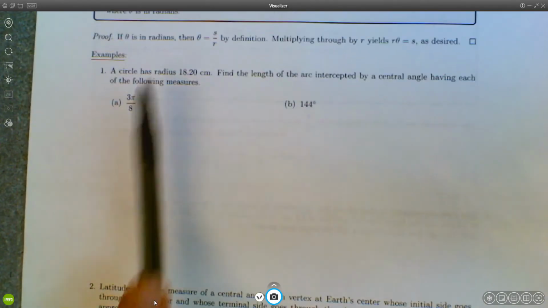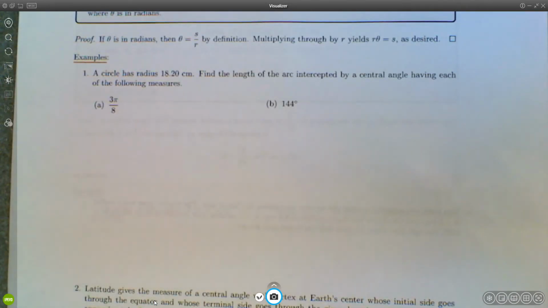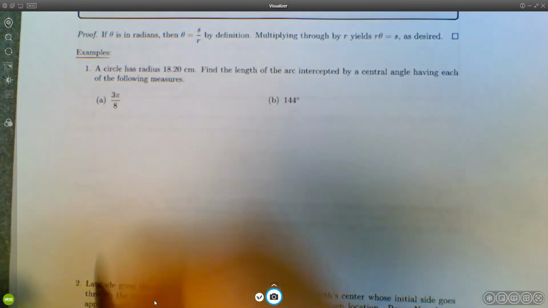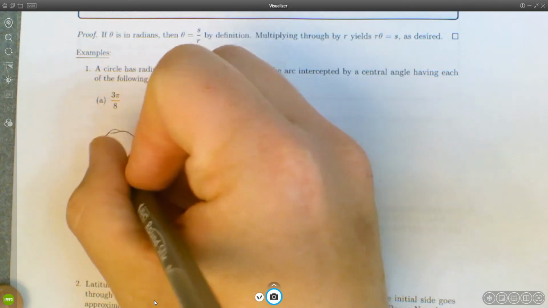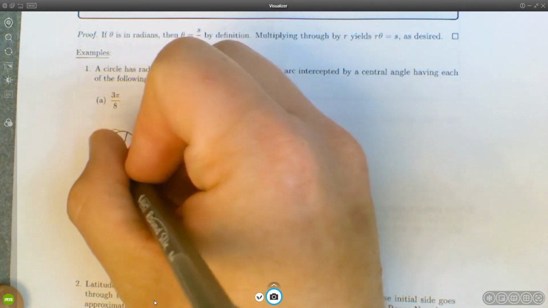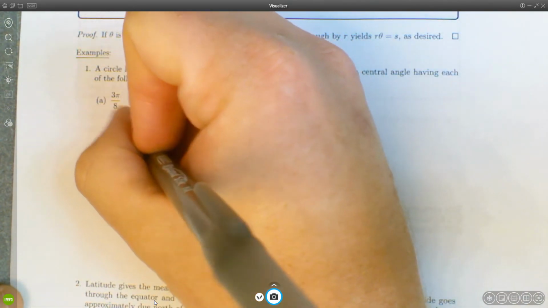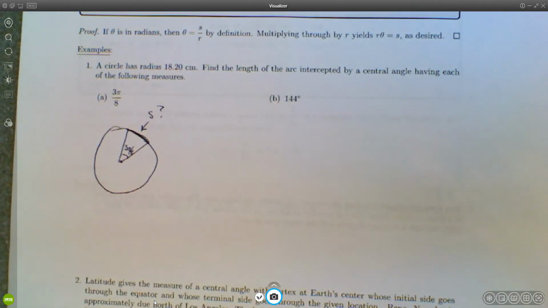So for example, a circle has radius 18.20 centimeters. Find the length of the arc intercepted by a central angle having each of the following measures. So we'll do 3 pi over 8. So we have an angle of 3 pi over 8 radians. The question is, what's the length of the arc intercepted by that angle? So here's kind of a rough sketch. So you've got some kind of circle, and then you've got some angle, 3 pi over 8 radians, and you want to know what's this arc length right here. So that's s.